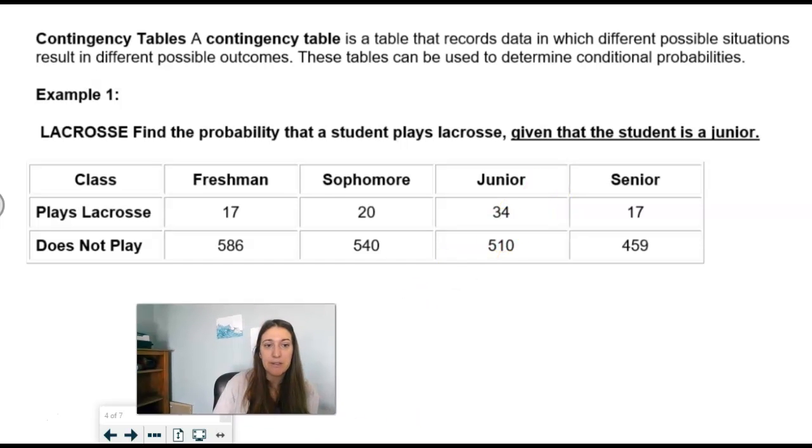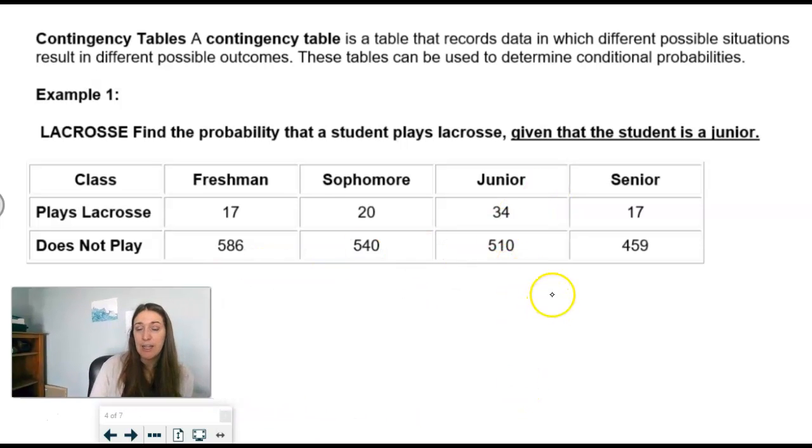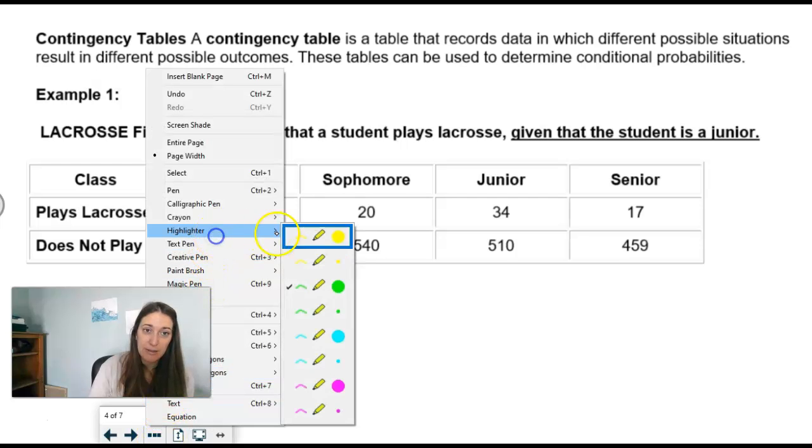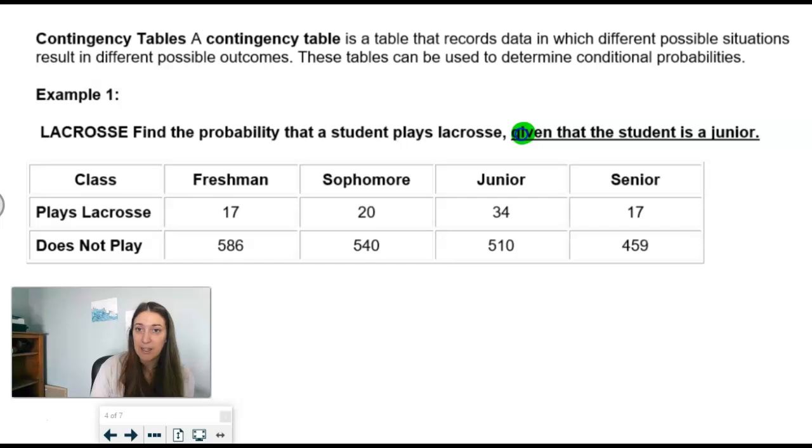Okay, so this is what we call a contingency table, and it's nice. The only thing I wish it had was a total row and a total column, but whatever, we'll deal with it. So we have people who play lacrosse, separated by class: freshman, sophomore, junior, and senior. So find the probability that a student plays lacrosse, given that the student is a junior.